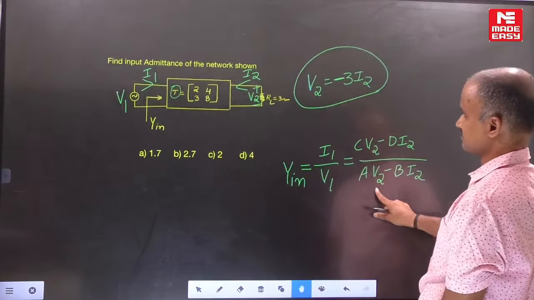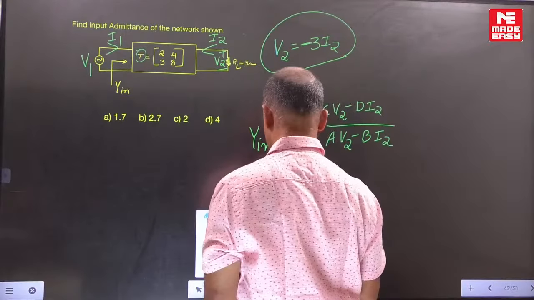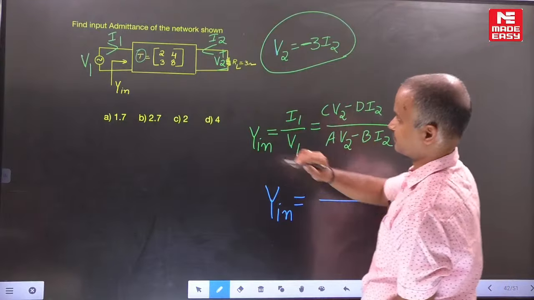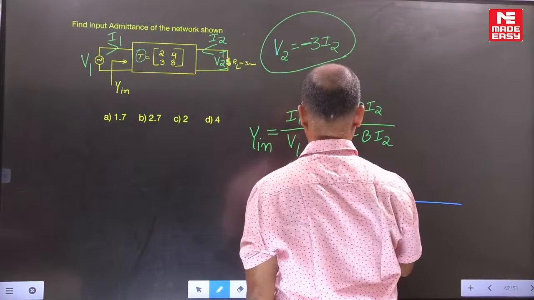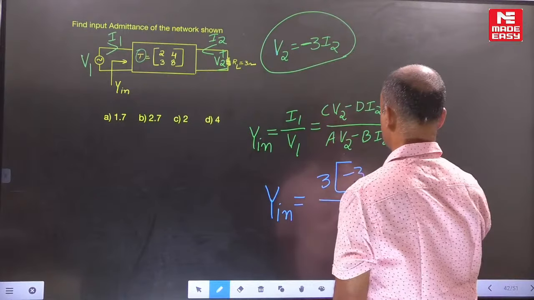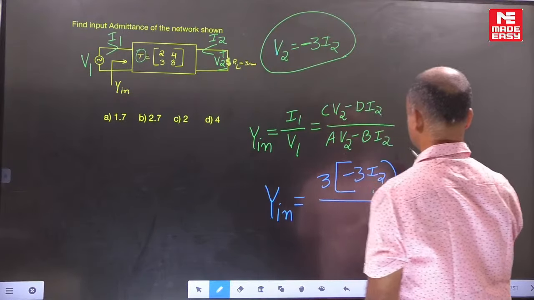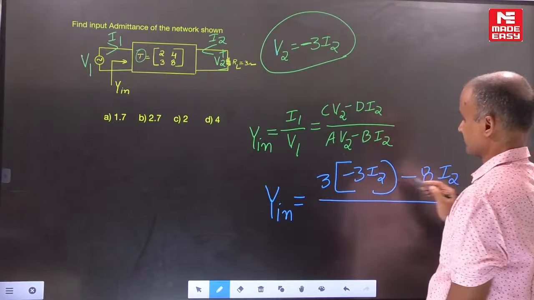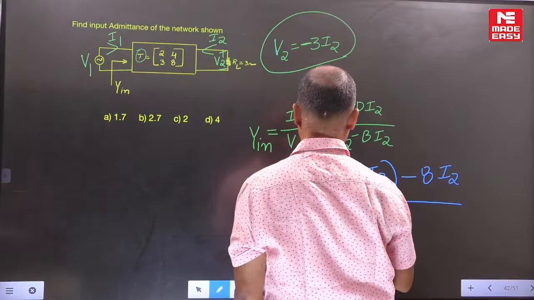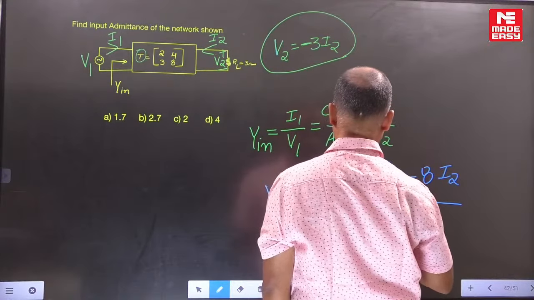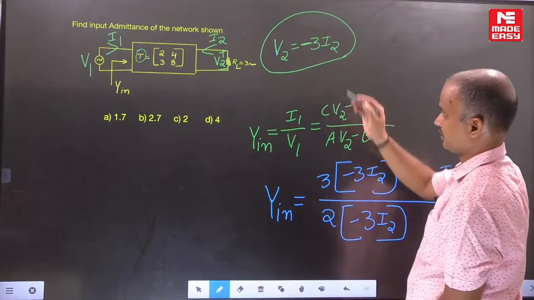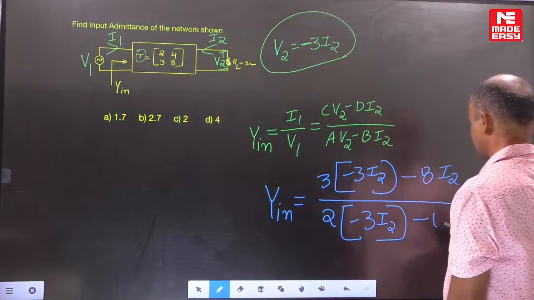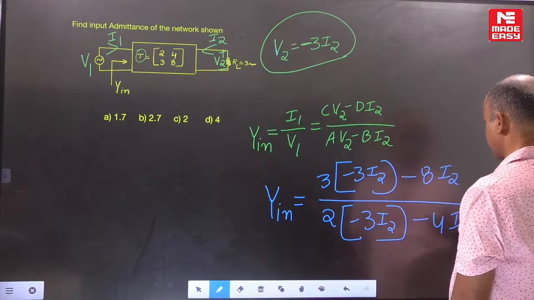Now I have given all the hints. Can you substitute the respective values in this? For input impedance, see, what is the C value? 3. The C value is 3. V2 is replaced by the equivalent value, minus 3I2. What is the D value given here? 8. What about the A value? The A value is 2. Now what about B? In this example, B equals 4. 4I2.